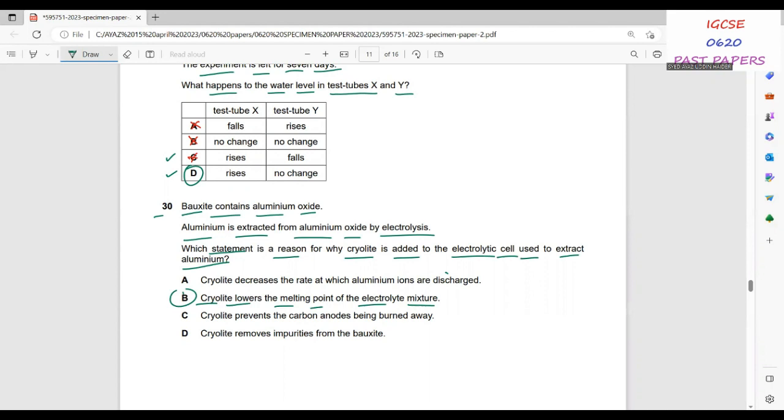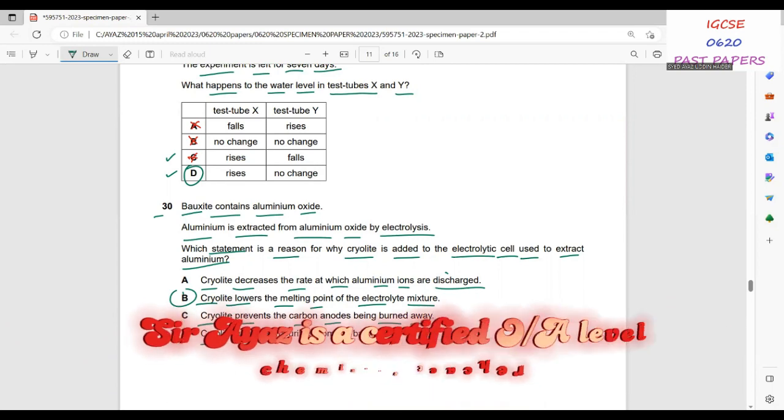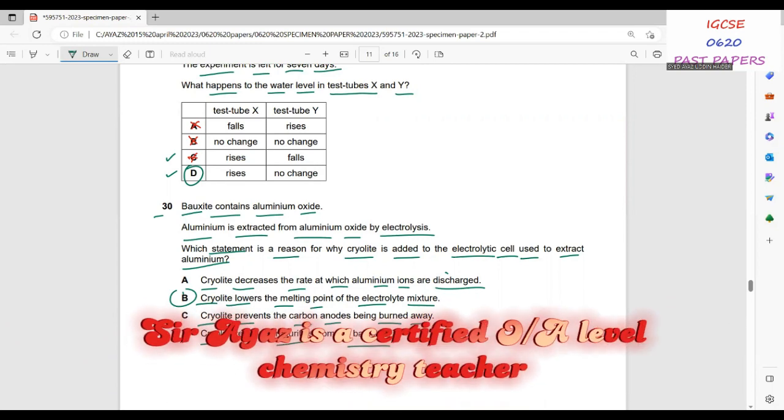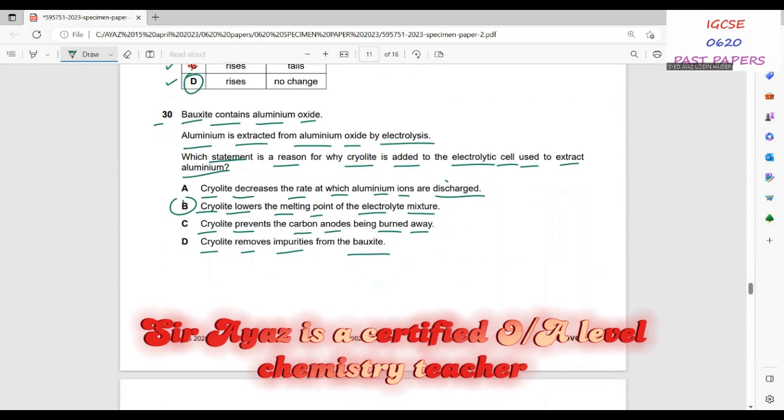For your convenience, I am reading the other statements also. A. Cryolite decreases the rate at which aluminum ions are discharged. This is wrong. C. Cryolite prevents the carbon anodes being burned away. This is again wrong. It does not prevent the carbon anodes from being burnt away. D. Cryolite removes impurities from the bauxite. This is also wrong. So only B is the right answer here.